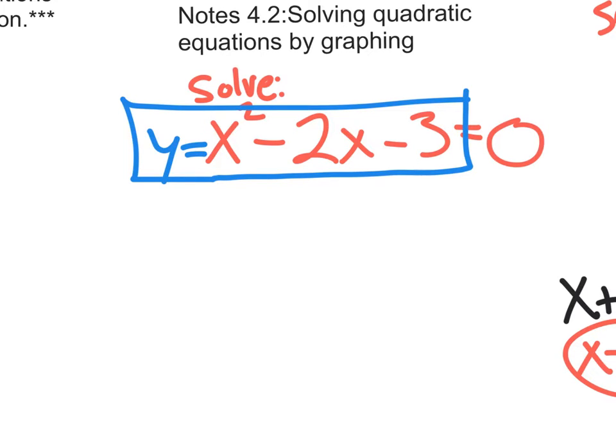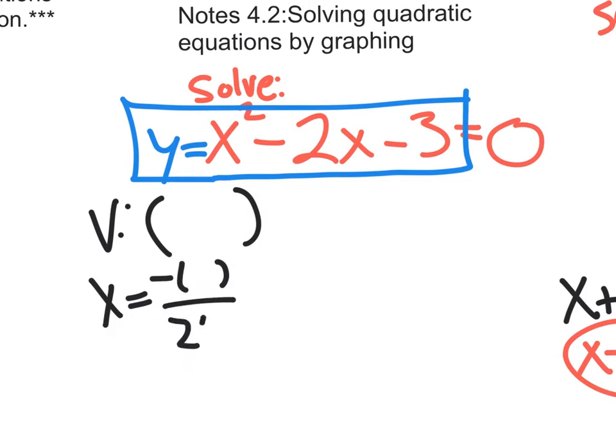Now, what if I told you to graph it? What would we start with? Vertex, right? The vertex is a coordinate. How do you find the vertex? X equals -b over 2 times a. Okay, so the b value is -2. The a value is 1. So you really have a 2 over a 2, which means that your x value of your vertex is 1. Are you with me?